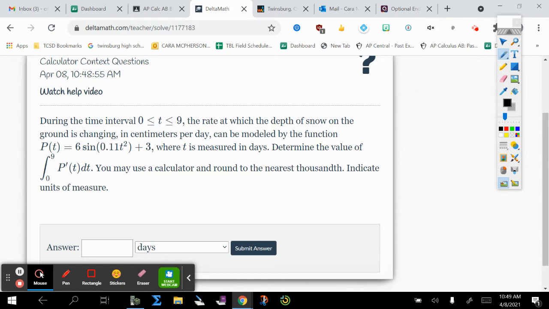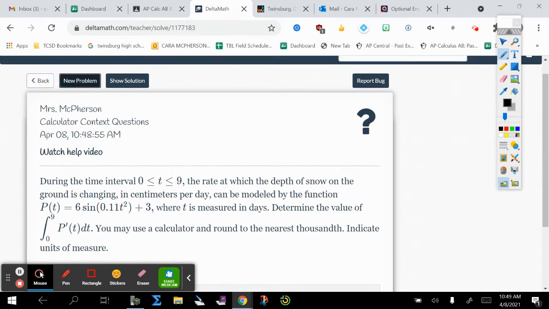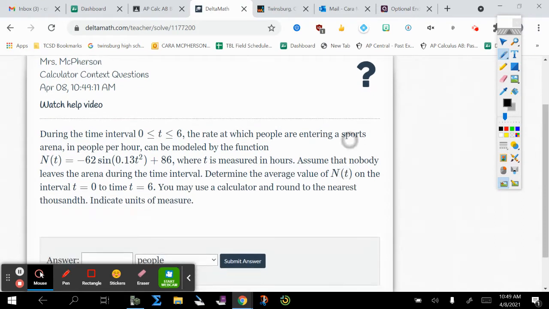See if I want to go through and do this one. I'm going to do the next one. Trying to find really specific ones.